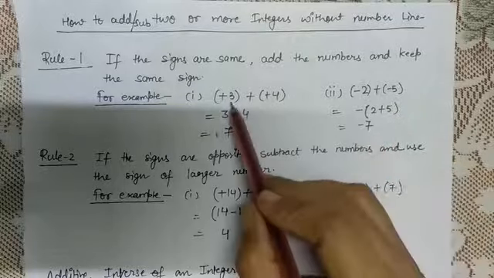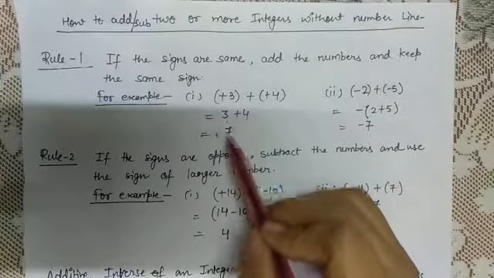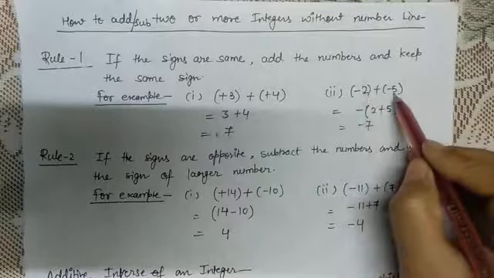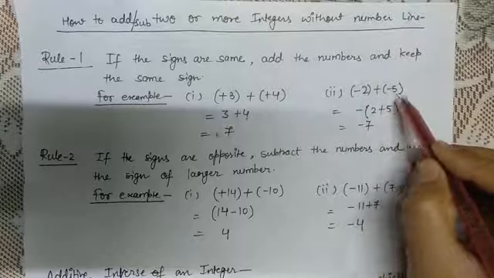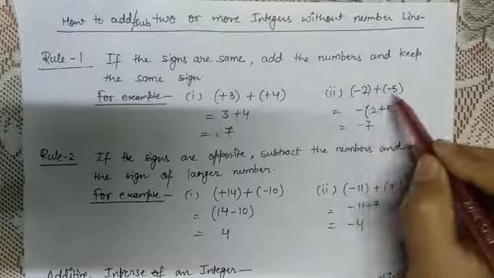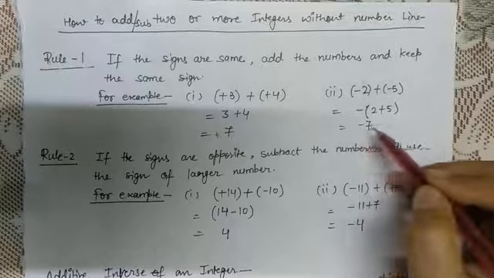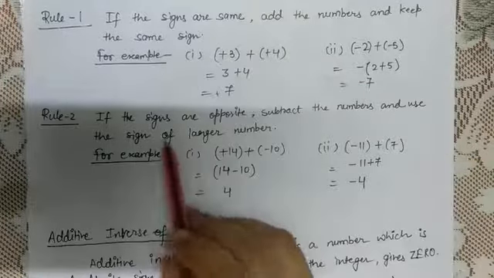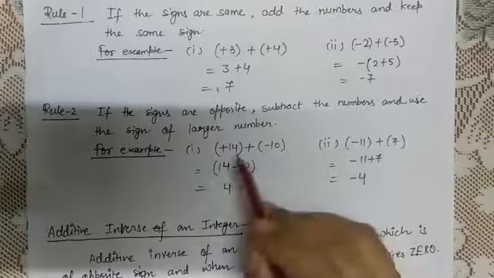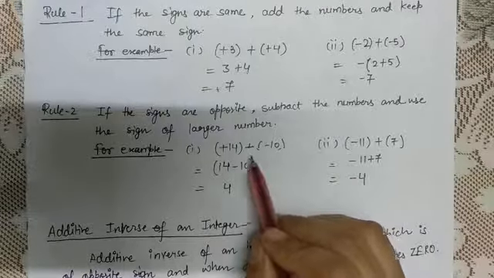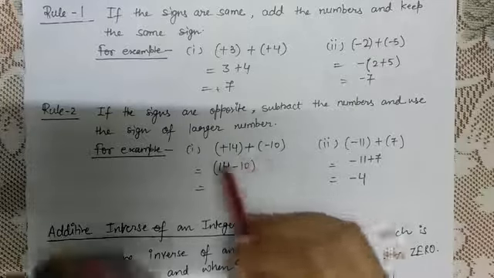Suppose we have an example 3 and 4. 3 plus 4 is 7. It is positive 7. If we have -2 and -5, we will add 2 and 5. This is 7. And when they are all negative, we have to keep the sign which is negative. The second rule is, if they are of opposite sign, opposite sign means positive and negative, they both are of opposite.